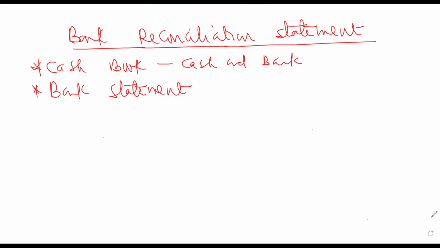So for the cash book, we have a single column cash book, which is going to be the cash account or the bank account. We also have the double column, which is going to be the bank and the cash in the same cash book. Then we have the three column cash book, where we are going to be adding discount allowed and discount received.